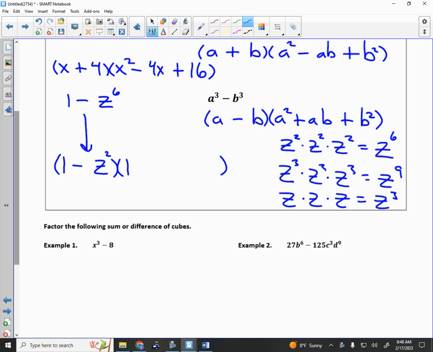I square the back. What do you get if you square z squared? Or what is z squared times z squared? Z to the fourth. I multiply the two together. 1 times z squared is z squared. This symbol here is always plus. This symbol here is opposite that one.